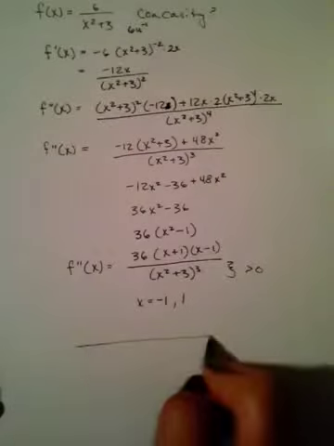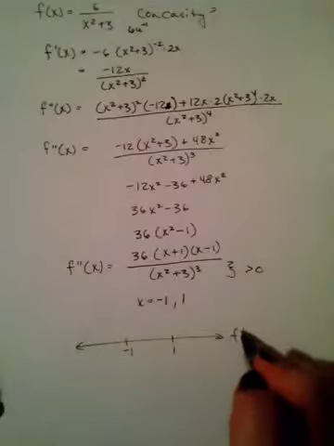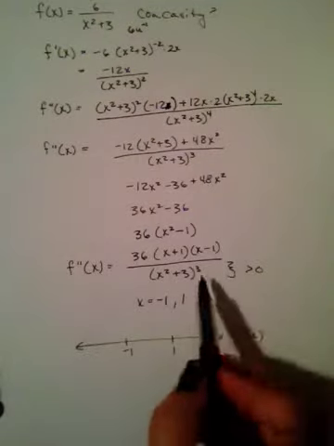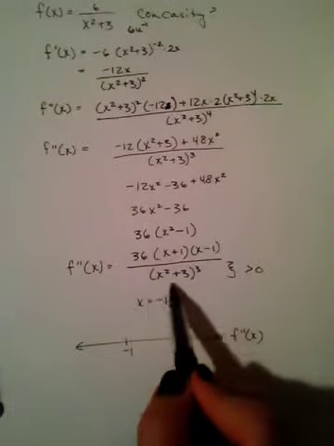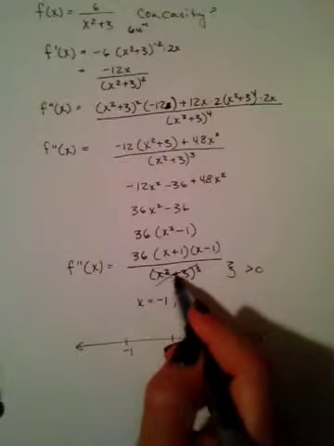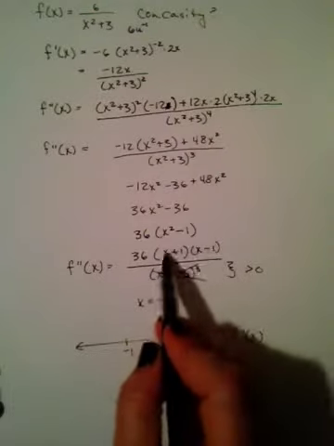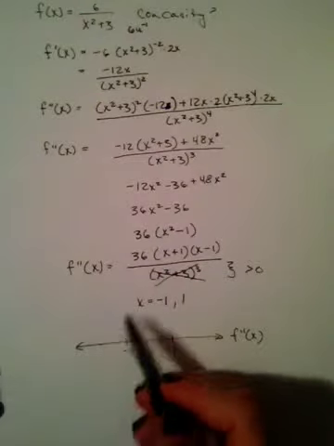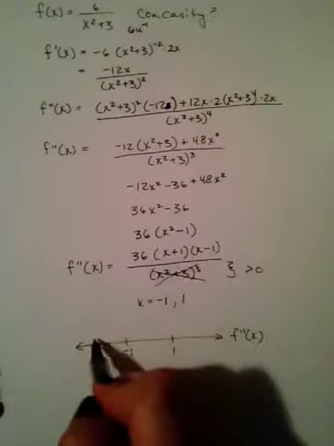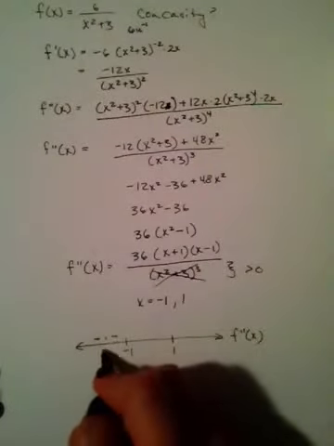So I'm going to put them on a number line, negative 1 and 1, and I'm checking the sign of my second derivative. Now, I know that the denominator is always going to be positive, so I can basically just ignore it when I'm checking this. I'm only going to plug into these two factors because the denominator is positive, so it's not really affecting the sign. The sign is going to be affected by these two factors right here. So if I pick a number to the left of negative 1, let's say negative 100, negative 100 plus 1 is definitely negative, and negative 100 minus 1 is still negative. Negative times a negative is positive.